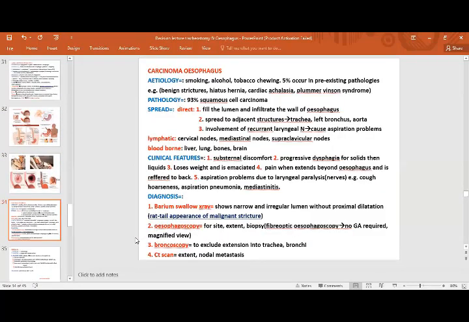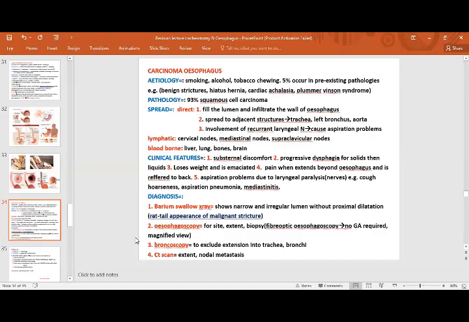Now the next condition is carcinoma of the esophagus. In this case, 93% is carcinoma, and the etiology is the same, that is smoking, alcohol, tobacco chewing, and of course conditions like benign strictures, hiatus hernia, cardiac achalasia, Plummer-Vinson syndrome. This is one of the complications of carcinoma esophagus.